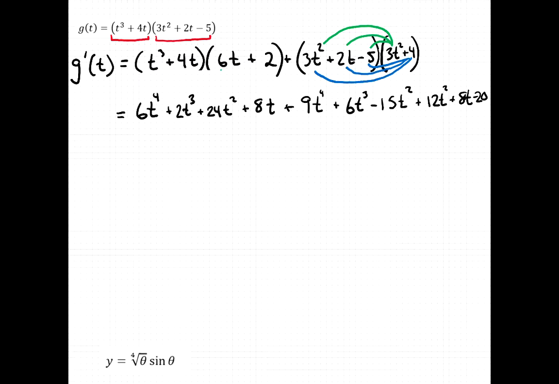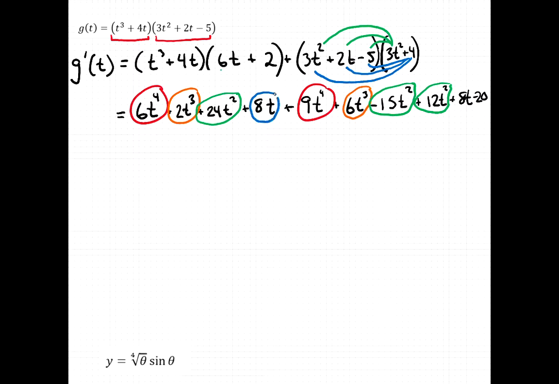All right, so let's see, like terms. We've got t to the fourth power. We've got some t to the third powers. See, we've got t to the second, t to the second, t to the second. Am I missing? Oh, t to the first power, and t to the first power.